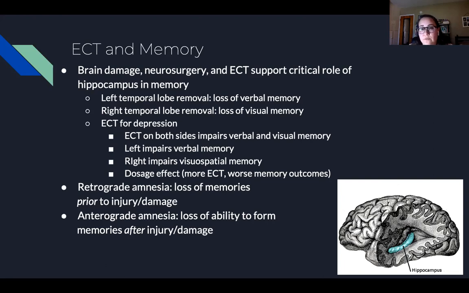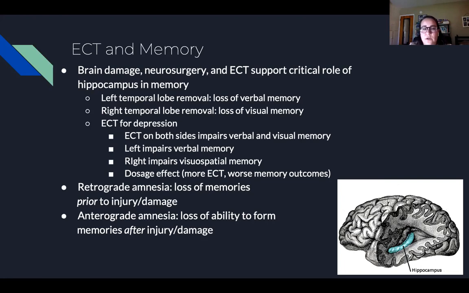When the right temporal lobe is removed, visual memory gets knocked out. When people have undergone ECT for depression, this is usually when people have had what's called medication-resistant depression. So they've tried all sorts of antidepressants and other medications for depression, and their depression hasn't gotten better because of it. And so in these cases, we've seen that if somebody receives ECT to both sides of the brain, it impacts both verbal and visual memory.